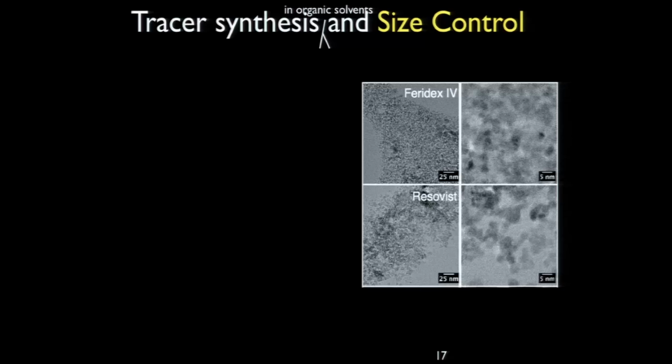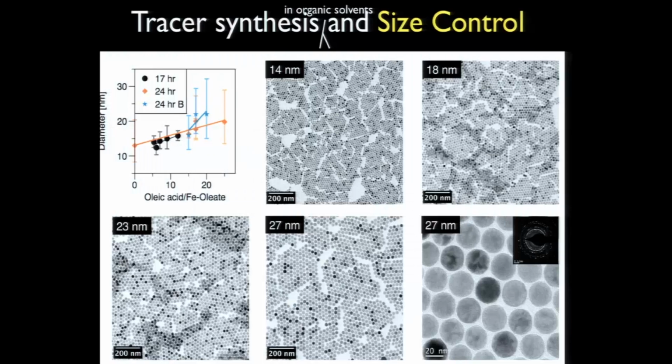Just so that we drive the point home, here's a picture of Resovist. This is what Resovist looks like, and this is what our particles look like. And we not only have particles, we can control the size very, very accurately. Here's 14 nanometers, 18, and you can see they are self-assembled over large areas. And in order to get self-assembly, they have to be highly monodispersed.